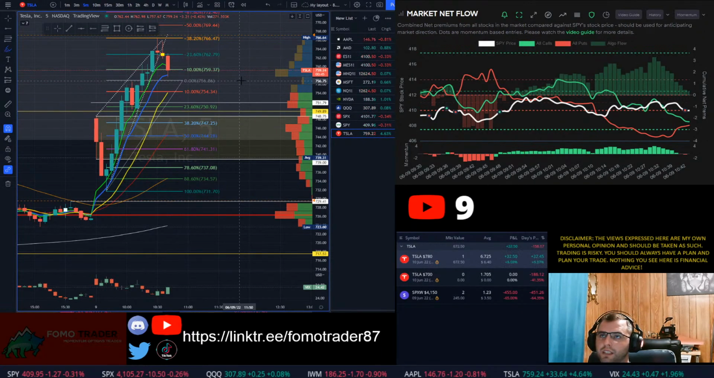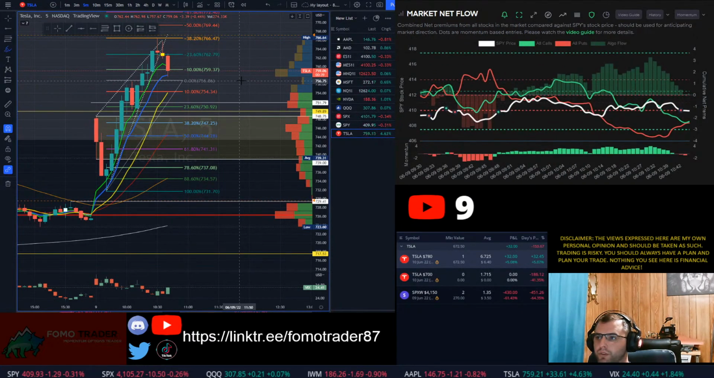Tesla holding the 8 EMA for now. Still didn't get the full gap closure we were looking for. I mean, from a standpoint, it does look like the market's pretty much waiting for something, which that something is the CPI tomorrow.